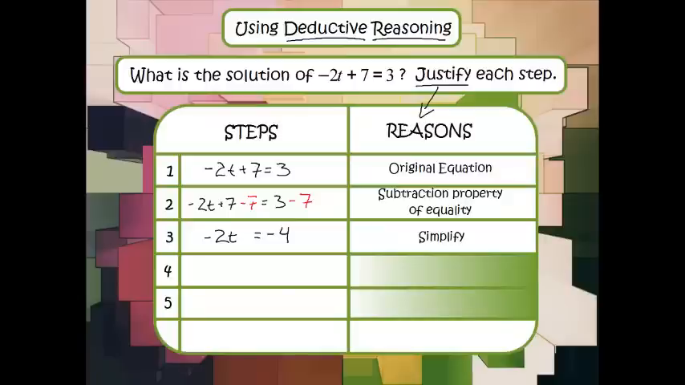The next step is I want to take a look and see I have this multiplication happening here. So I'm going to want to use the division property of equality, divide both sides by negative 2. So I'm going to have a negative 2t, and that's going to equal negative 4, and I'm going to divide both sides by negative 2. And that is the division property of equality.